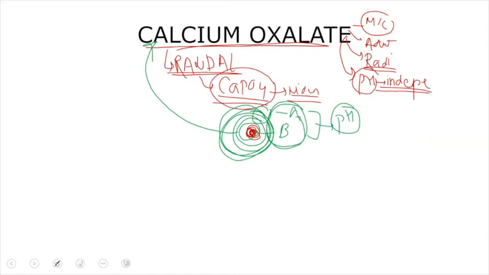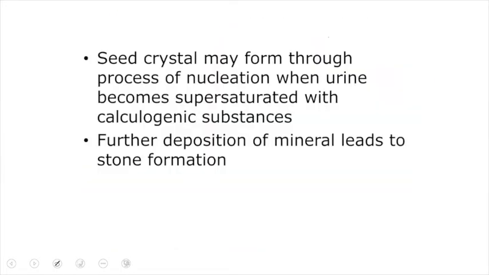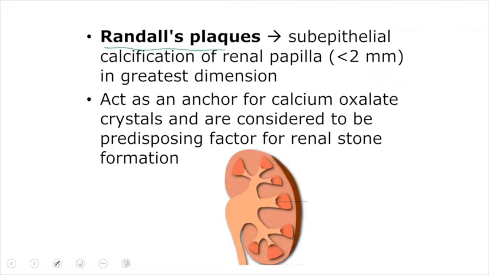You should know the initiating or starting point of this stone is known as Randall plaque, and this Randall plaque is actually calcium phosphate, and around this calcium phosphate there will be deposition of calcium oxalate, and this will result in formation of the renal stone. So let us talk about Randall plaque. We can see this plaque will be deposited at the tip of the renal papilla. At the very tip of the renal papilla there will be Randall plaque, and around it there will be formation of stone, and that stone is our calcium oxalate stone.